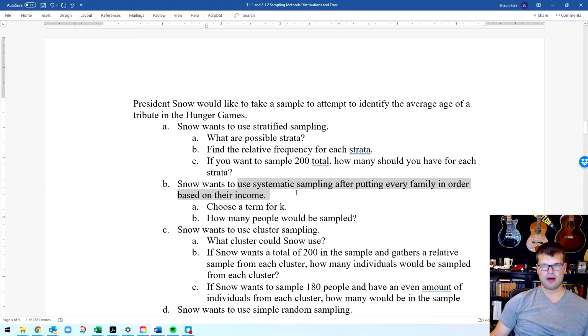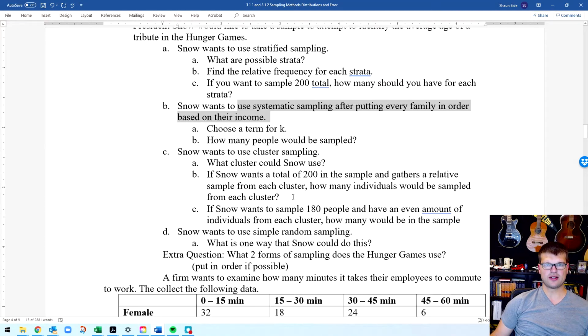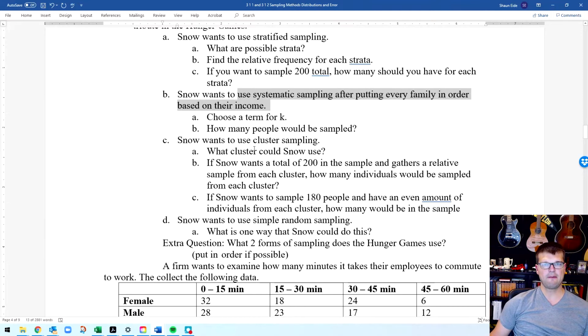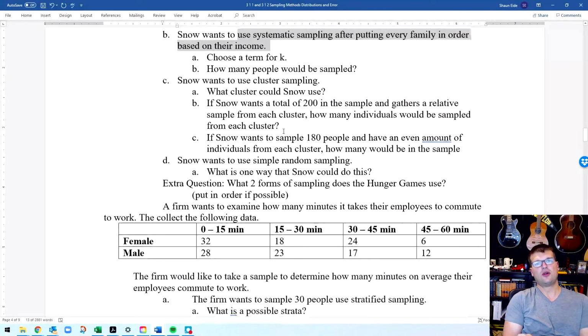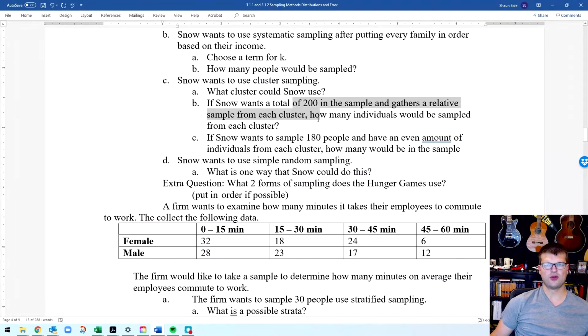Snow wants to use systematic sampling after putting every family in order based on the income. Choose a term for K. How many people would be sampled? So just look at K. So if you choose 10, 100, whatever. Snow wants to use cluster sampling. What naturally occurring clusters already occur? And once again, if they want to use 200, how would you break that up?